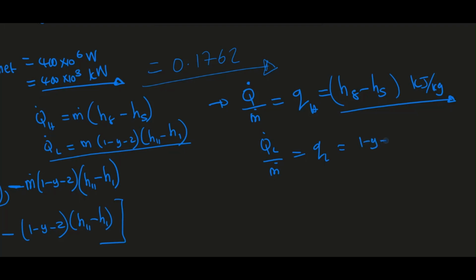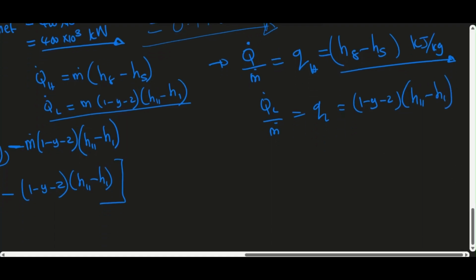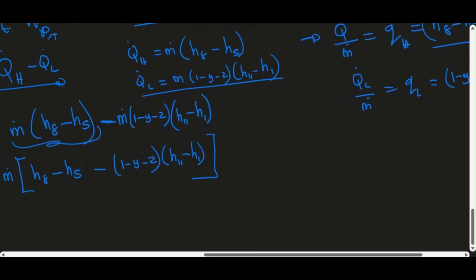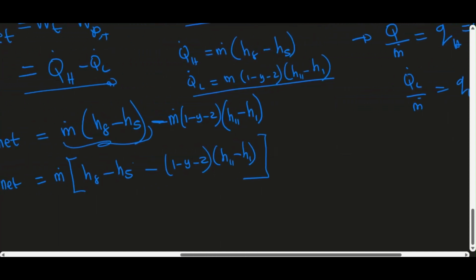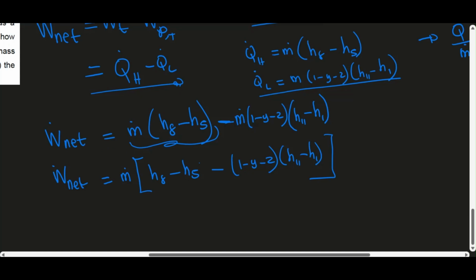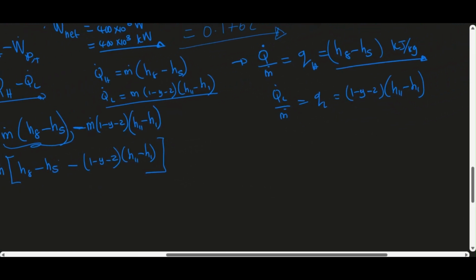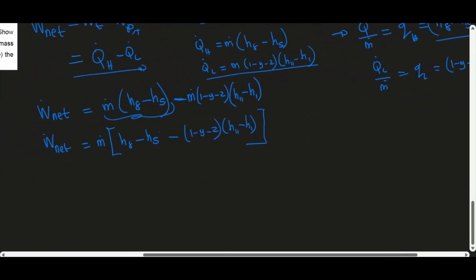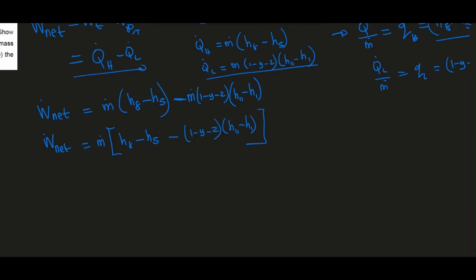One minus y minus z, H11 minus H1. You can do that if you like. You can work that out separately, but in this case I just chose to do everything at once.